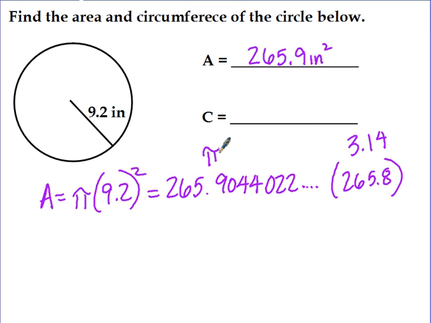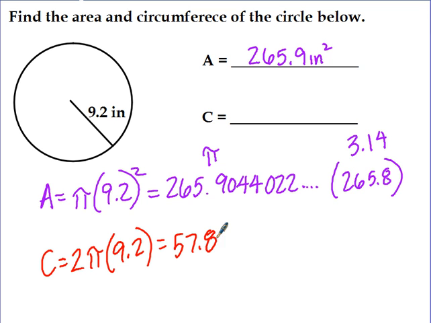Now for circumference, we're just going to take 2 pi times 9.2, plug all that in, and you get 57.80530 and so forth. And again, we're just going to round to 1 decimal place. And inches work the same way as perimeter. We're not going to square them. It's just normal inches. And this one, if you used 3.14, it would be the same answer. There's no difference.